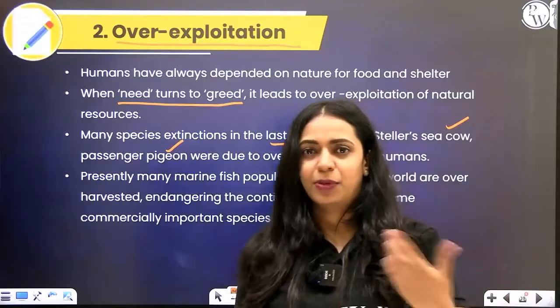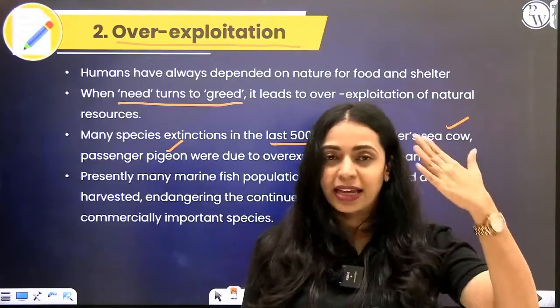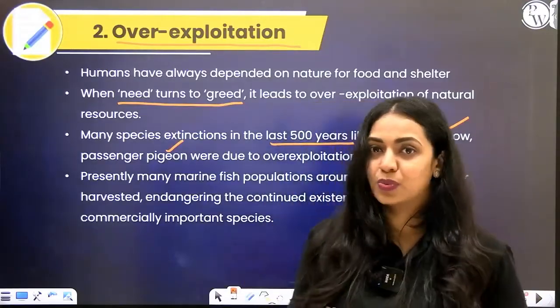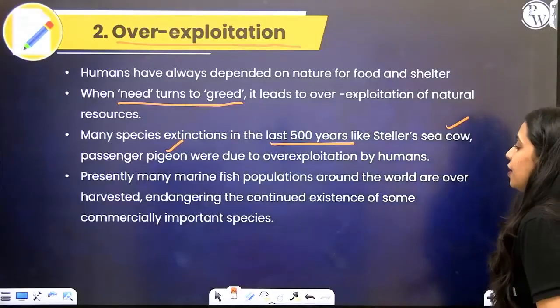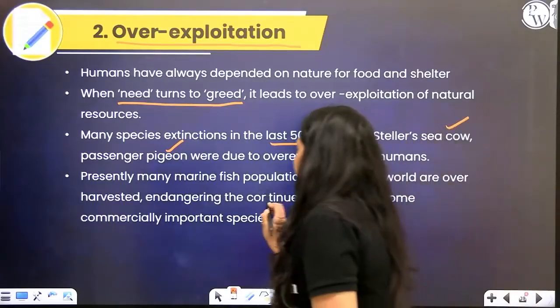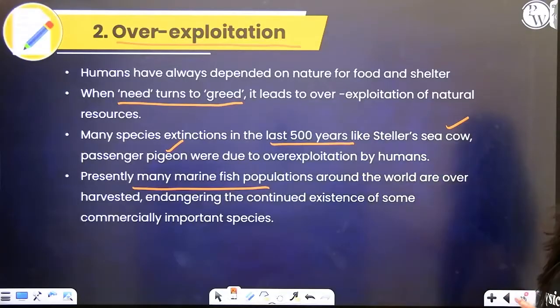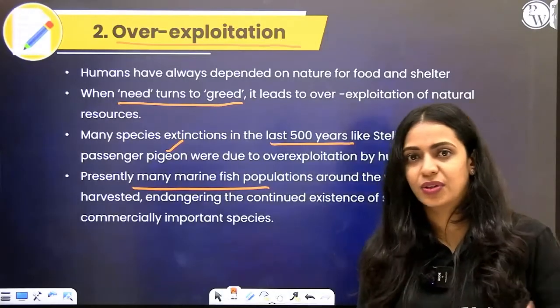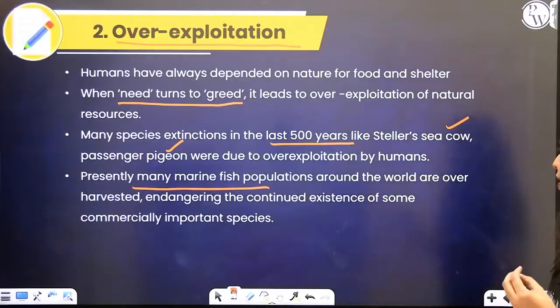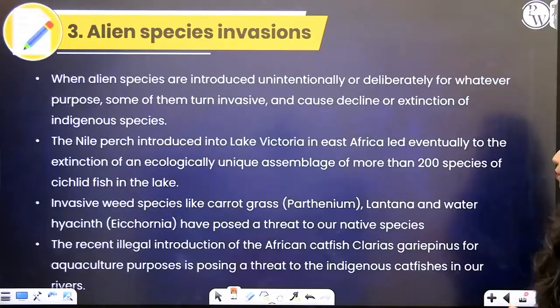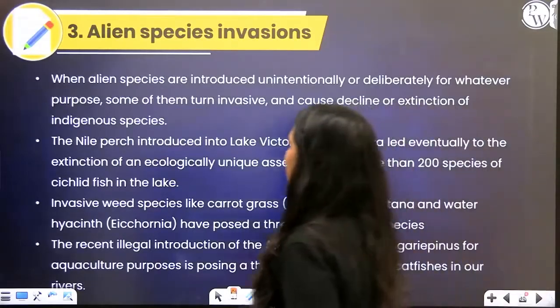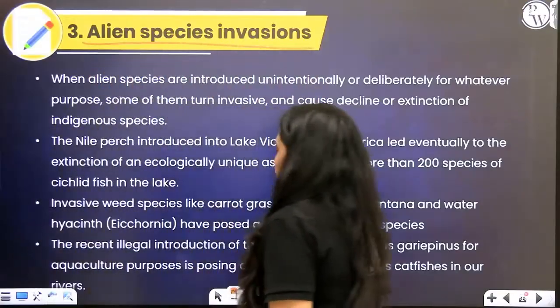They killed them, they ate them. They kept killing and eating until no more of that species was left, right? So even currently, many species of marine fish around the world are over harvested, so that their species are also under threat. That is overexploitation.